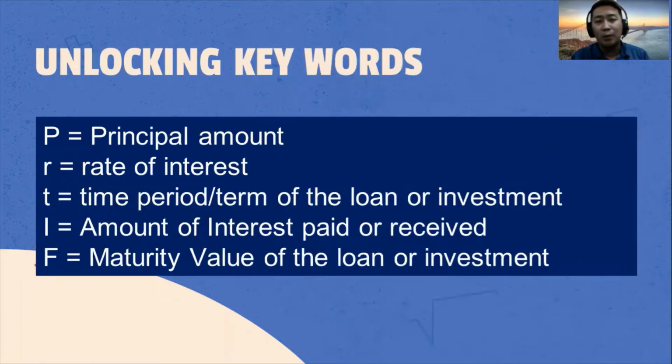Let's now try to unlock keywords. Principal amount, this is the amount that you borrowed. It is denoted by P. We have rate of interest. It is the amount a lender charges and is a percentage of the principal amount, the amount loaned. T is for time period or term of the loan or investment. I is amount of interest paid or received. F is for the maturity value. That means principal amount and the interest. That is principal amount plus interest.